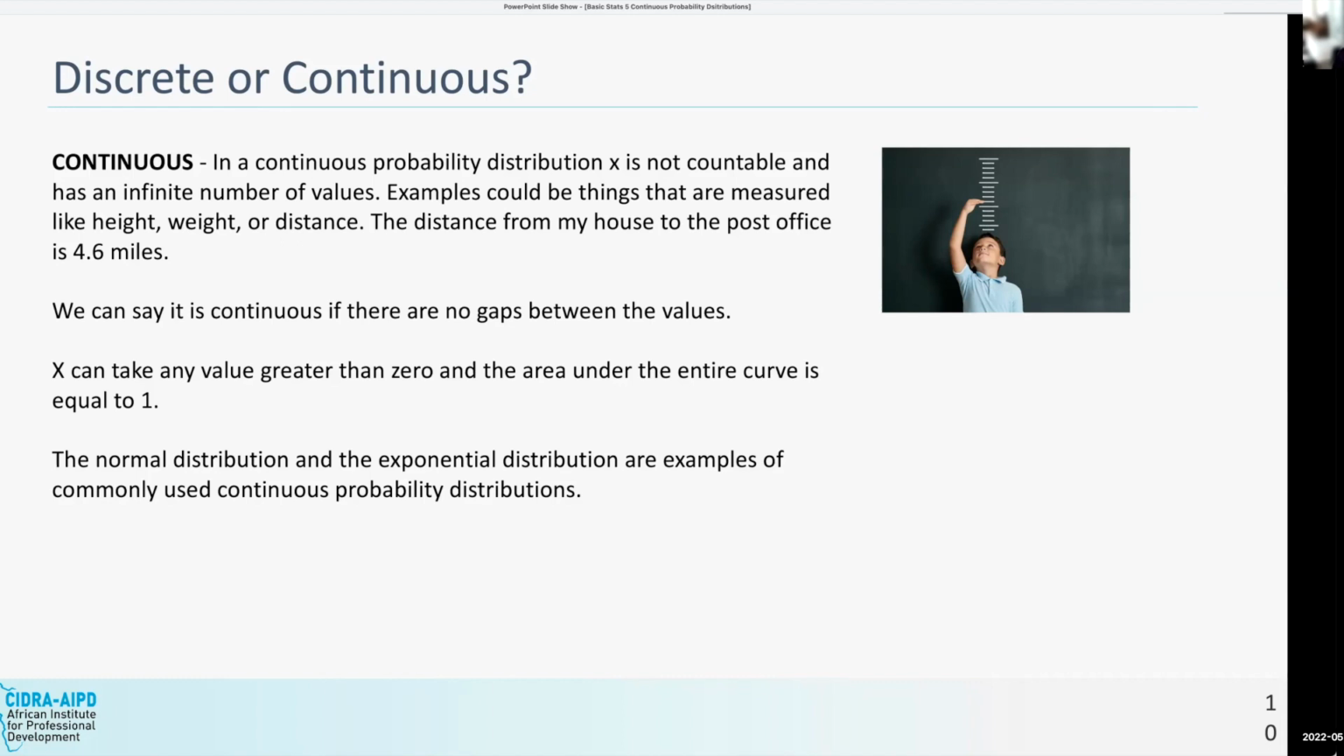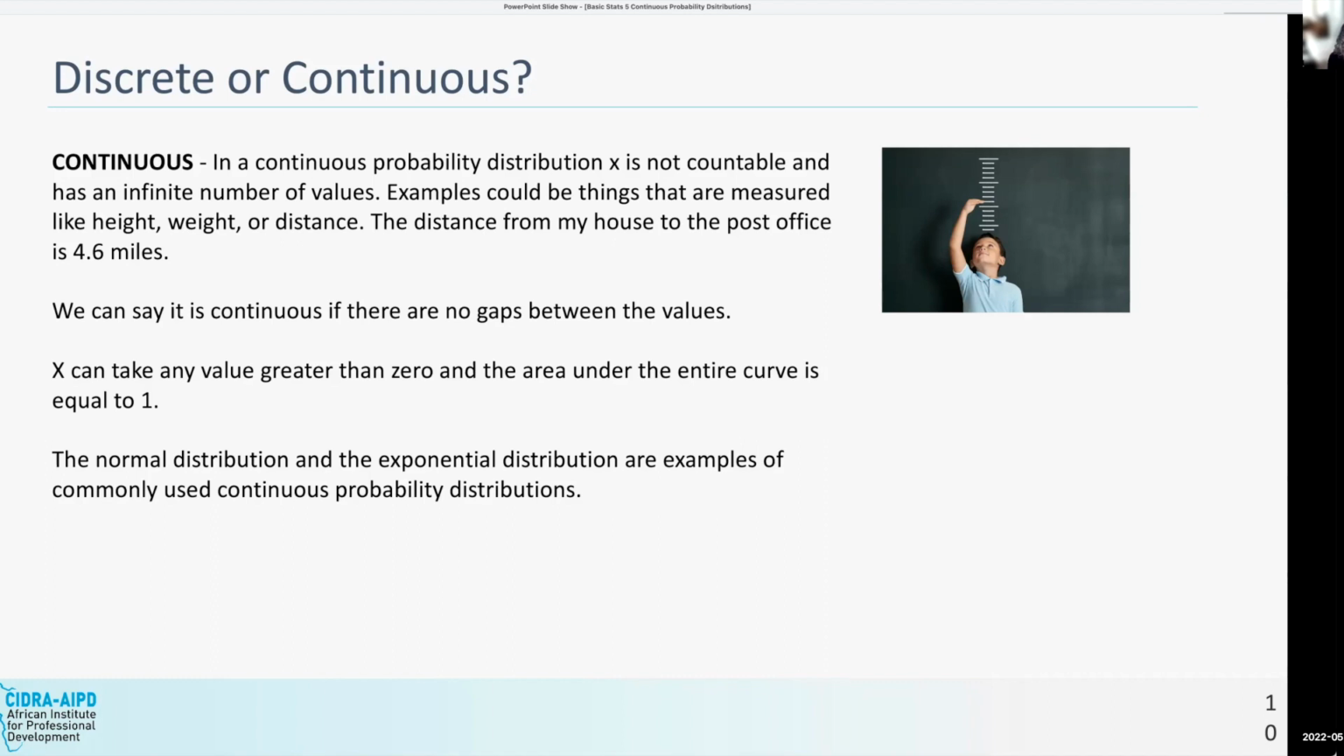X will always be able to take any value greater than 0, and the area under the entire curve is equal to 1. Now, I was talking in the last slide about how you would have something along the bottom and the probability along the y-axis, and it was all going to be rectangles. In this case, that's not true. You're going to have a continuous curve across the graph, and you're not going to be able to split it up.